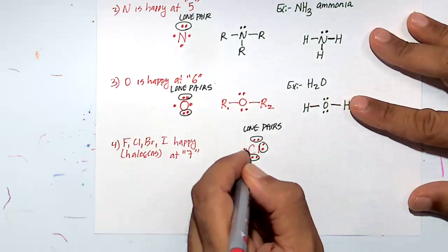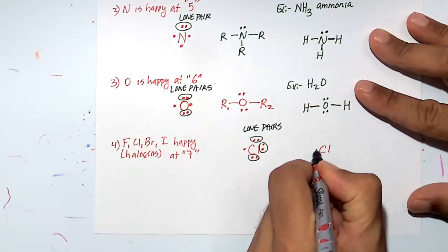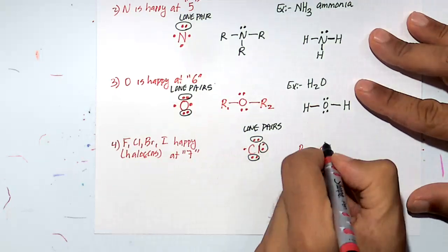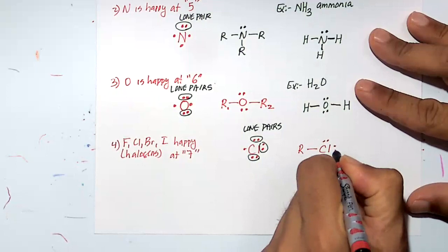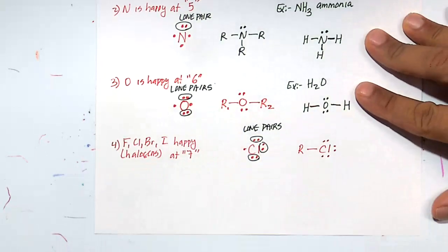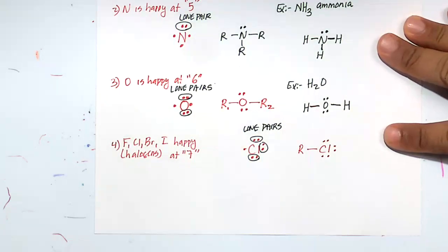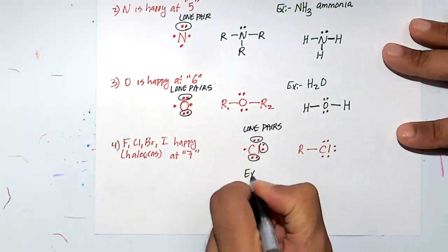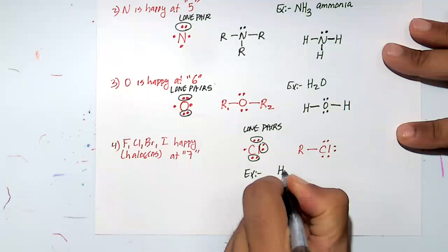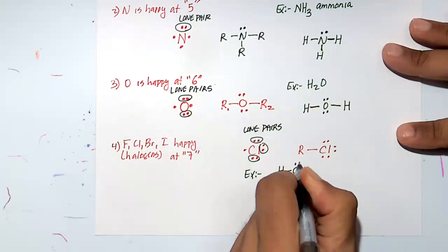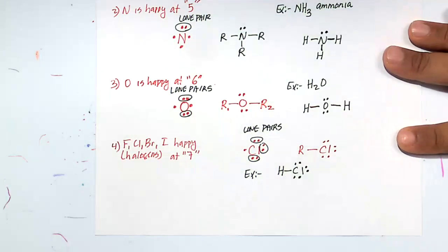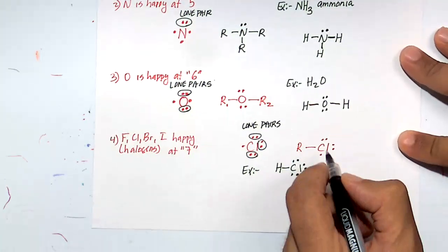So you see this dot, I'm going to have it form a bond with anything. We'll call that anything R, and that would be one of the halogens. Let's give an example. Let's replace the R with a hydrogen, and we have hydrochloric acid.